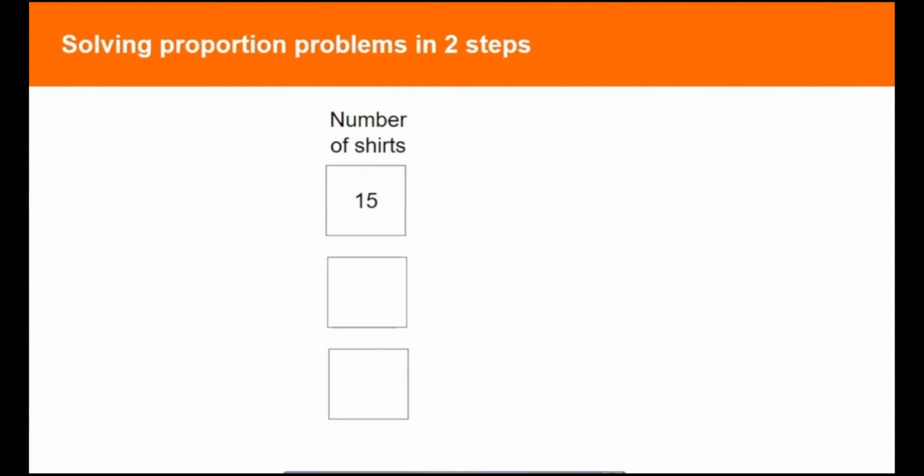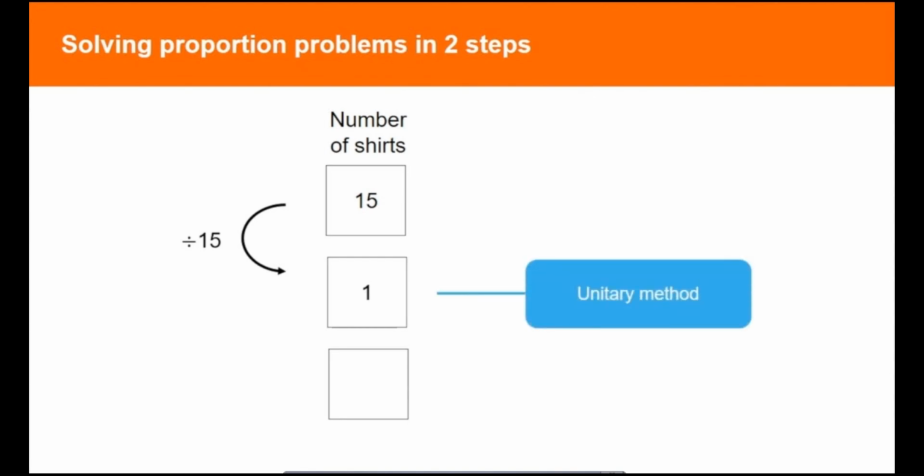You can use this as a way of finding the multiplier for any conversion. First, you calculate the conversion for a single unit, in this case what one shirt costs. We sometimes call this the unitary method. You then use the multiplier to complete the conversion. In this case, we multiplied both sides by 8 to find the cost of 8 shirts.